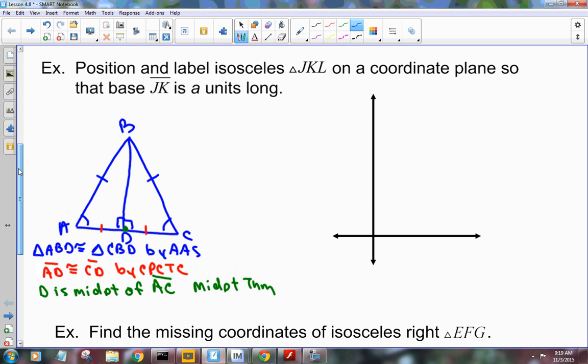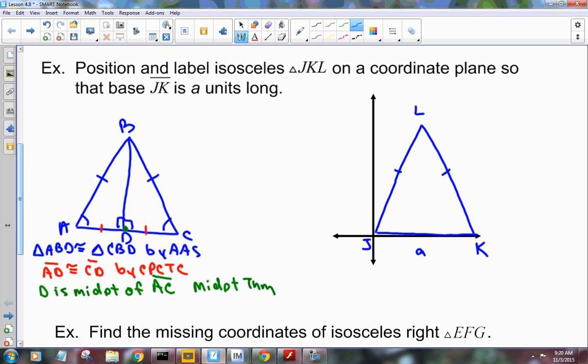It says, position and label isosceles triangle JKL on a coordinate plane so that base JK is a units long. Now, when it says position and label, that means you want to put it on the coordinate plane and come up with the ordered pairs. So it's an isosceles triangle. Put it in the first quadrant if possible. Put a vertex at the origin. Put one of the sides along an axis. And it tells me that my base is JK. So this is going to be L, and it's isosceles. It also tells me that the base is a units long.